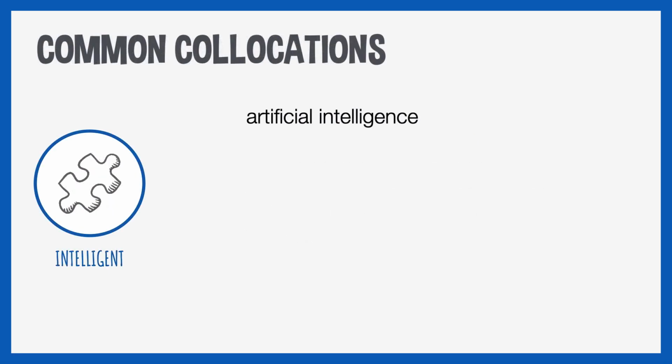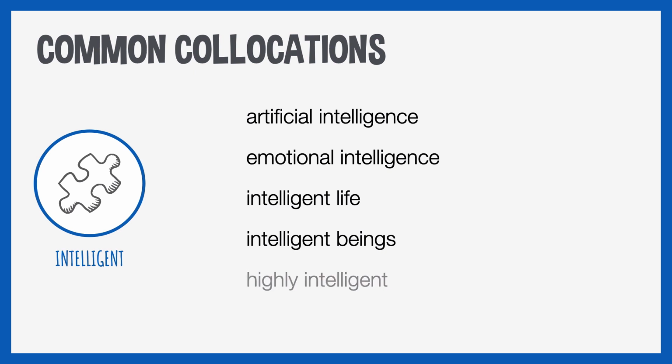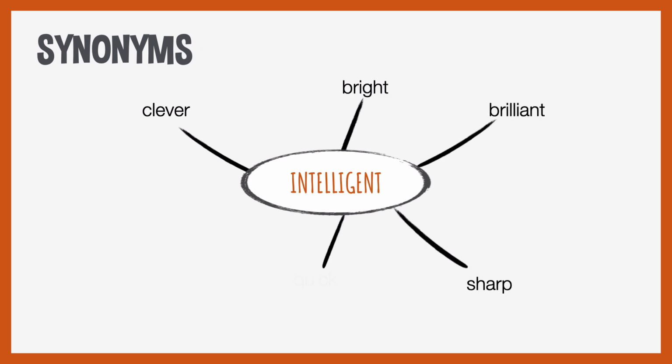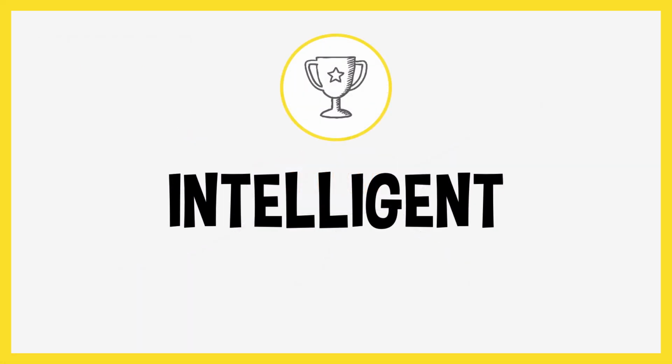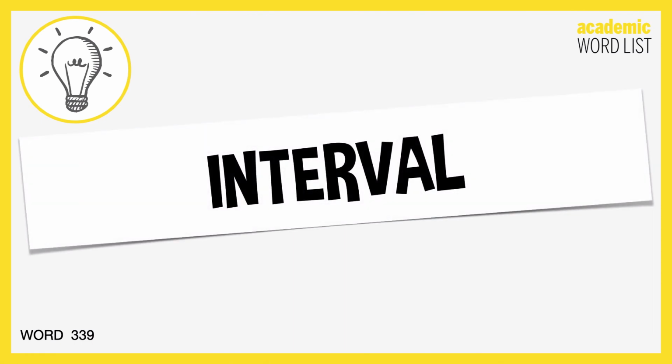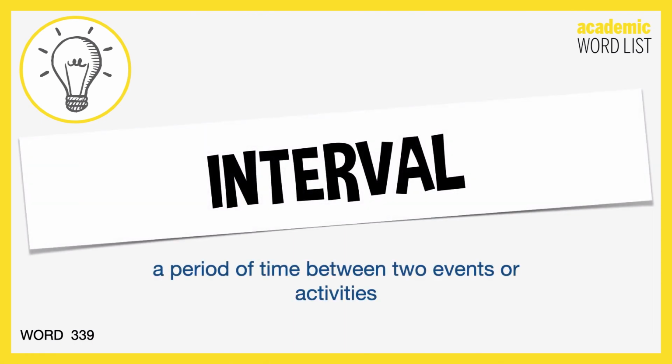Some common collocations: artificial intelligence, emotional intelligence, intelligent life, intelligent beings, highly intelligent. And some synonyms: clever, bright, brilliant, sharp, quick, and quick-witted. Intelligent. Here's the next word, interval. Interval. This is a period of time between two events or between two activities.